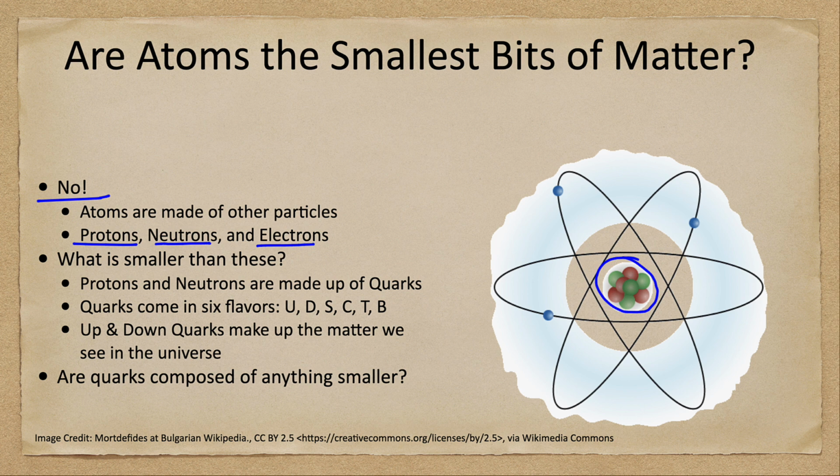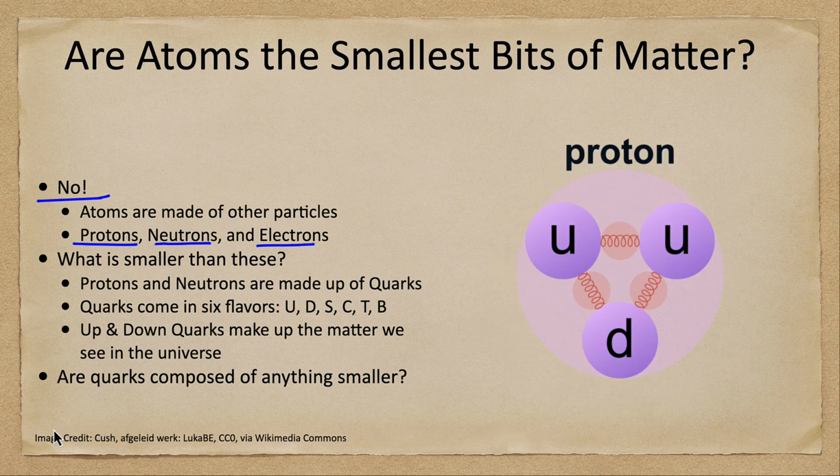So what is smaller than this? Well, let's take a look. And what we can see is that there are actually other things. In fact, protons and neutrons are made up of quarks. Now quarks come in several different flavors. So the terminology for the different types in particle physics is flavors.